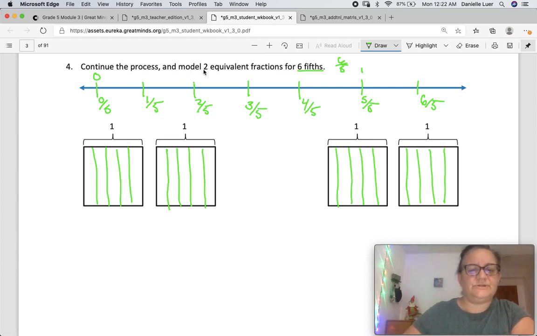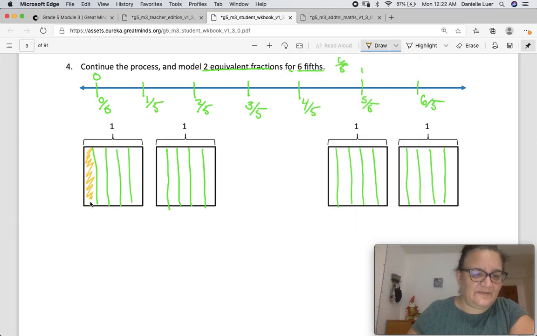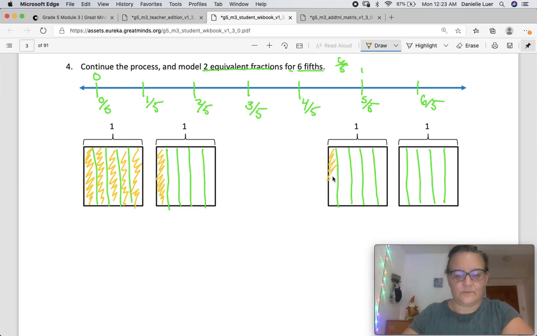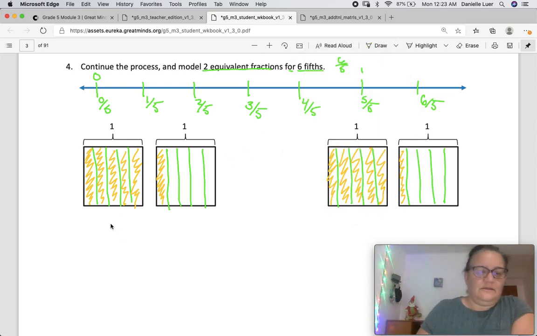It says model 2 equivalent fractions for 6/5. So 6/5, I'm going to shade in. Let me use a different color. I'm going to shade in 6/5. There's 1, 2, 3, 4, 5, 6/5. Okay, I'm going to do the same thing over here. 1, 2, 3, 4, 5, 6/5. Excellent.